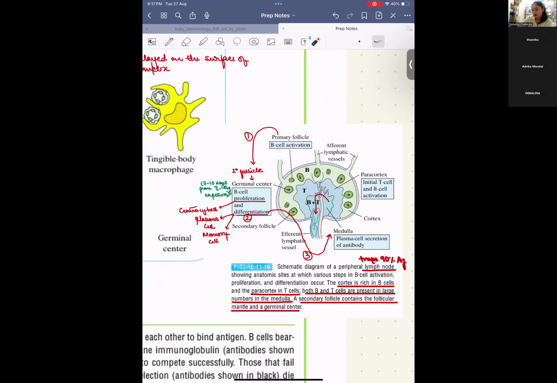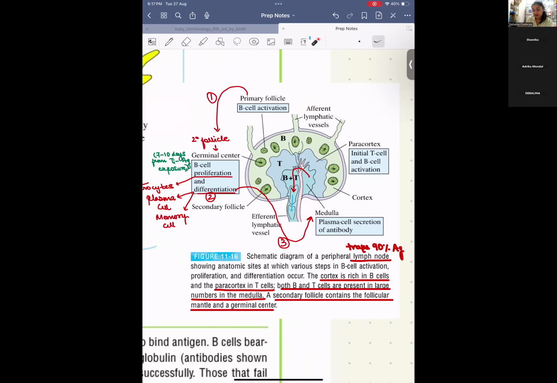So, what happens is that we have a peripheral lymphoid organ. Here we have taken the example of the lymph node. Inside the lymph node, we have distinct anatomical sites. We discussed that there are certain regions. Again, that is right from our third class.